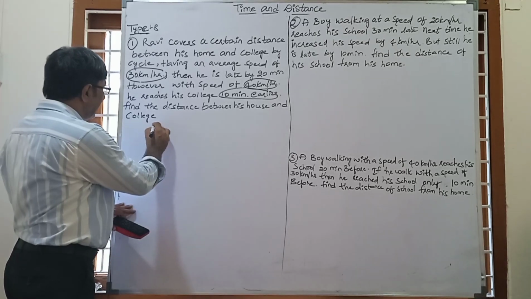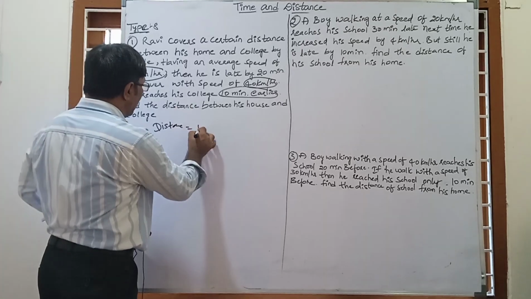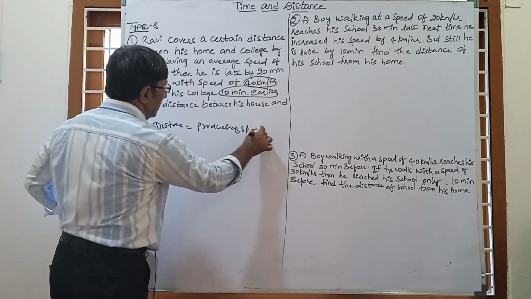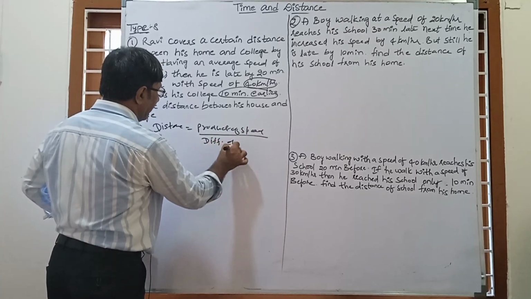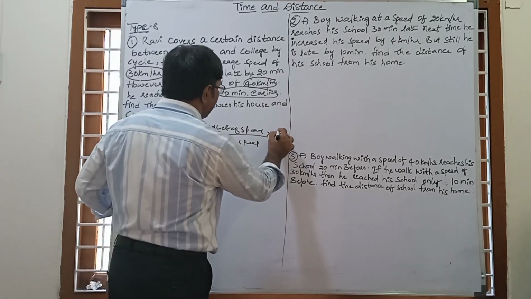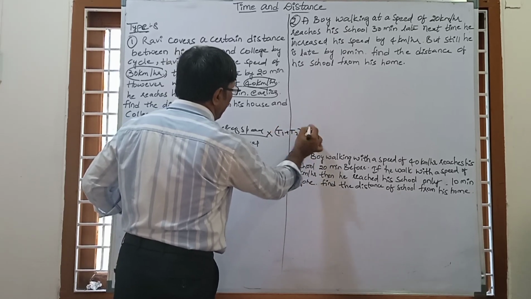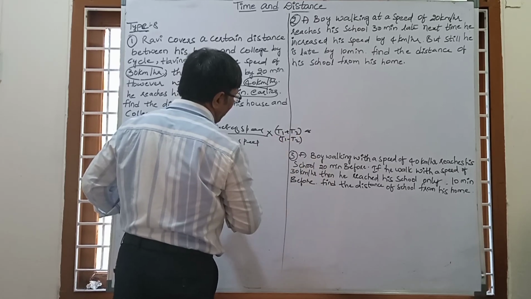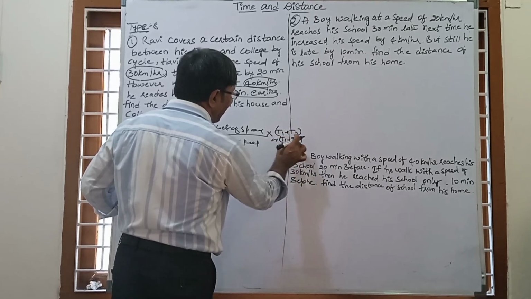So that is the trick: distance equal to product of speed divided by difference of speed, and multiply by T1 plus T2, that is sum of time, or you can say T1 minus T2, that is difference of time. So it's T1 plus T2 or T1 minus T2.